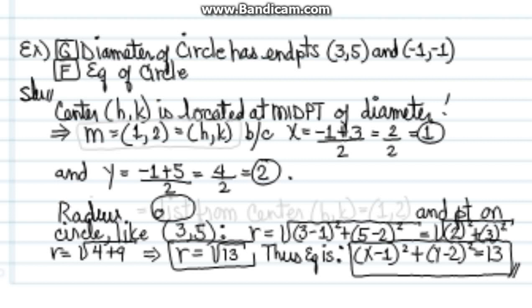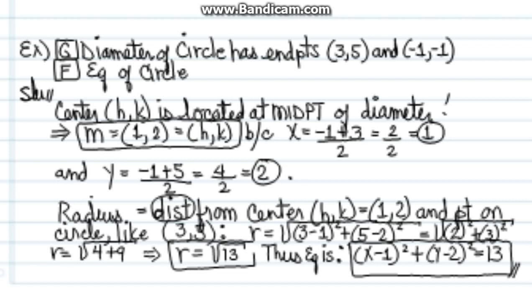Now the radius, r, is going to be equal to the distance from the center that we just found, (h, k) equals (1, 2), to any point on the circle. I can choose a point that I already know lives on the circle. Let me choose (3, 5). I know that lives on the circle. Okay, so that means that the radius is going to be equal to, using the distance formula, the square root of the difference between the x coordinates.